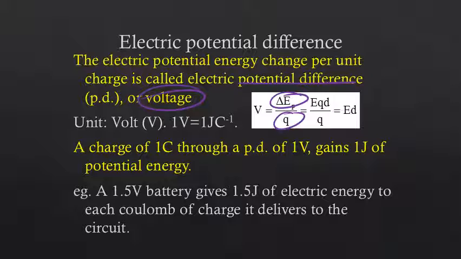So as an example, a 1.5 volt battery gives 1.5 joules of electrical energy to each coulomb. So 1 C of charge it delivers to a circuit. And that should be enough for today's lesson.